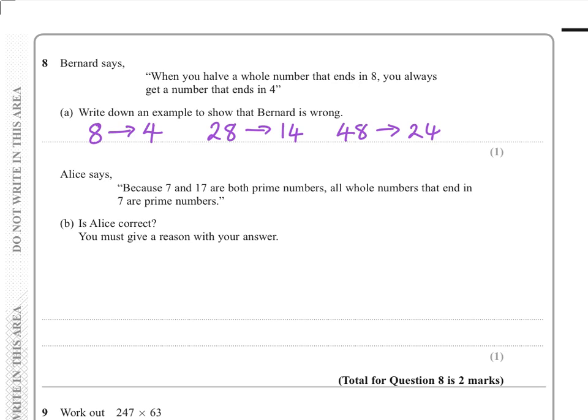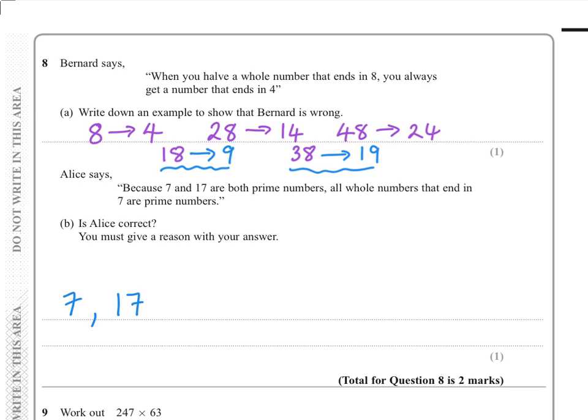But if you look at the ones in between, say 18, and here, say 38, if you halve those numbers, half of 18 is 9, and half of 38 is 19. So you can find plenty of examples now to show why that statement is wrong. The second part of the question has a statement saying, because 7 and 17 are both prime numbers, then all numbers that end in 7 are prime numbers.